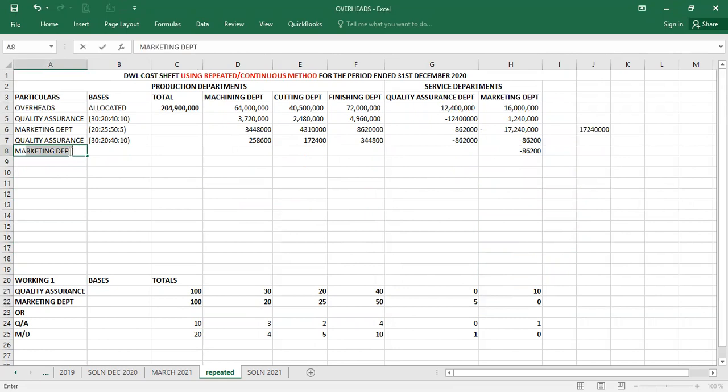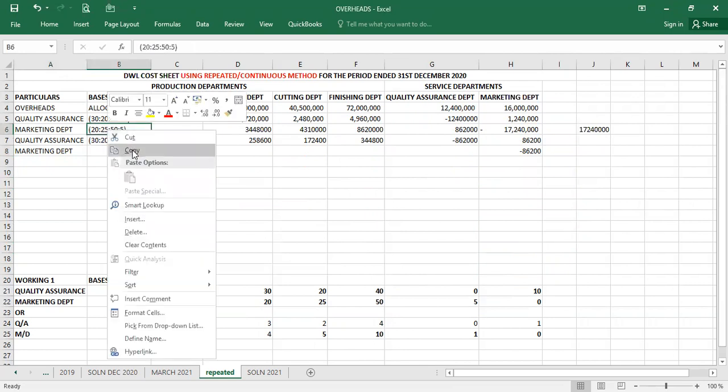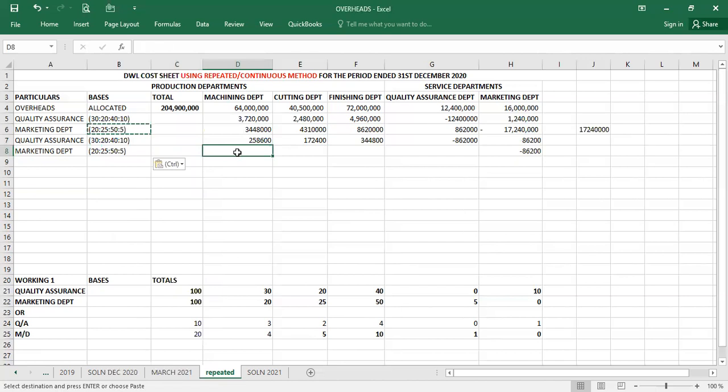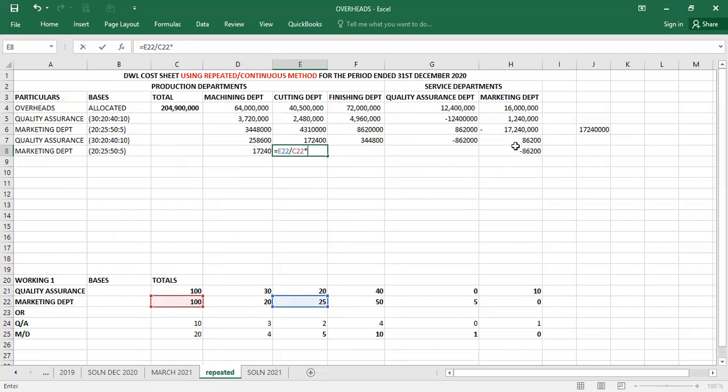Now we are distributing the marketing department, and in the same ratio, which is this, and paste it there, and we go to say this one is going to be equal to this, which is 20 over 100, multiply it by this. It will give us that. Then it will be equal to this, divide by this, we multiply by this.